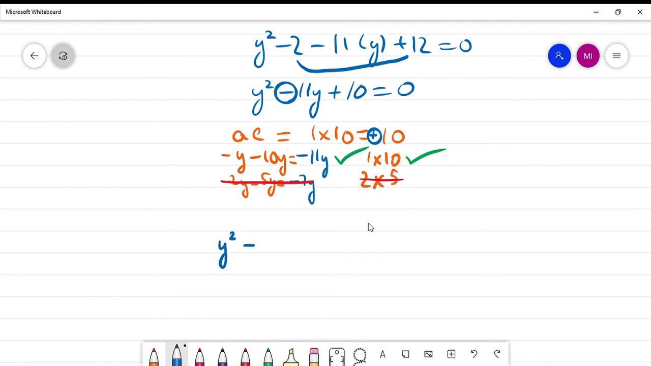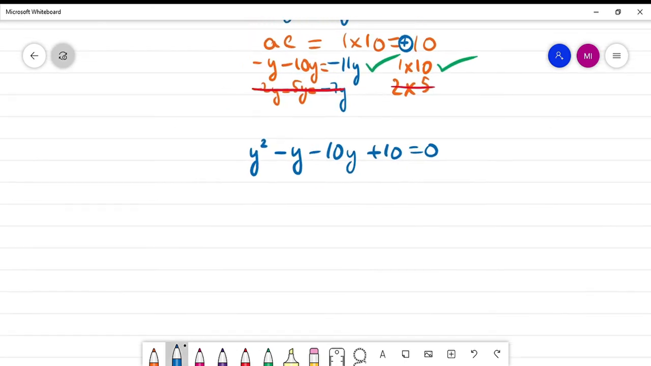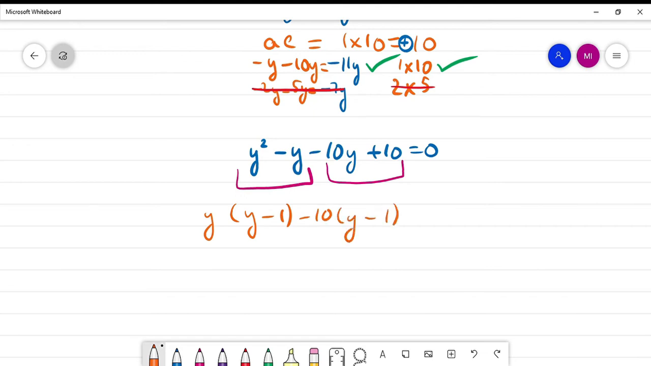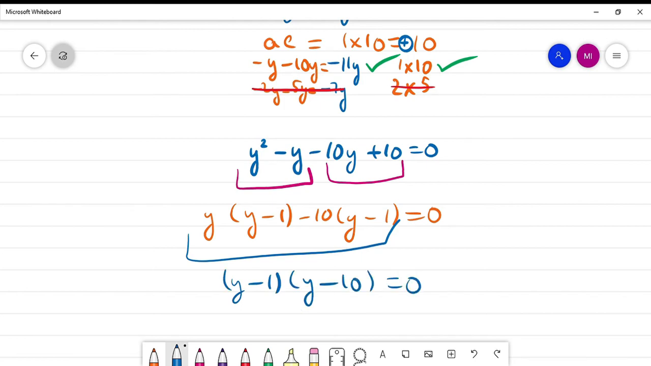y squared minus y minus 10y plus 10 is equal to 0. Now right here, let's take y common. We get y into y minus 1. And right here, let's take negative 10 common. We get negative 10 into y minus 1 is equal to 0. Now out of this equation, let's take y minus 1 common. We get y minus 1 into y minus 10 is equal to 0.